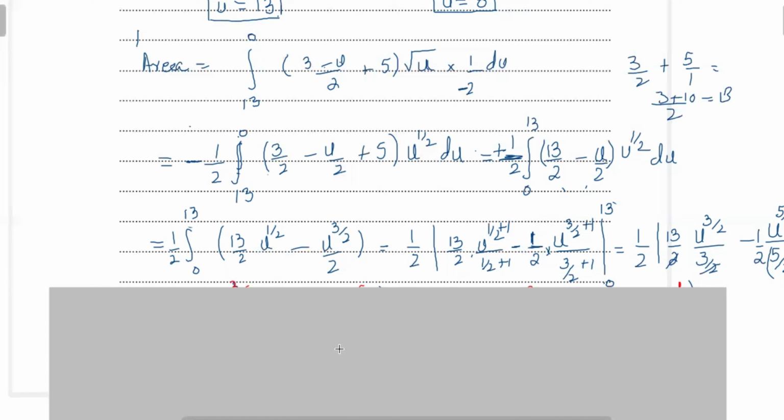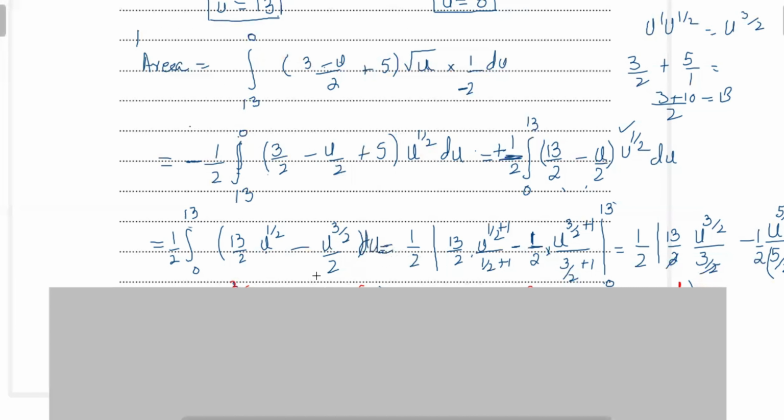Now we write this value as 1/2 times the integral from 0 to 13, and we take the integration, or we multiply this by u to the power 1/2. That becomes 13/2 into u to the power 1/2, and u into u to the power 1/2, its value becomes u to the power (1 + 1/2), which is 3/2. We write here u to the power 3/2 minus 2 into du.